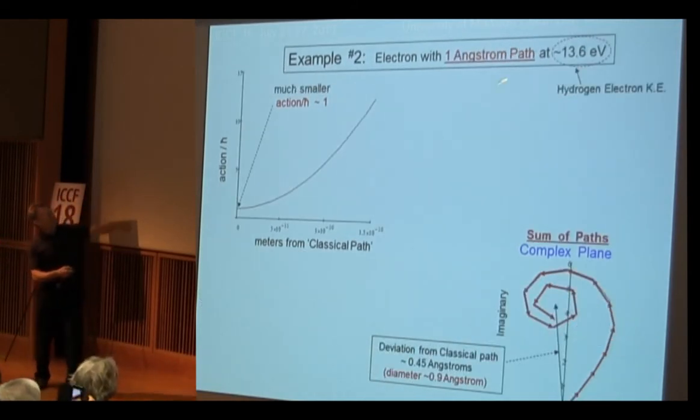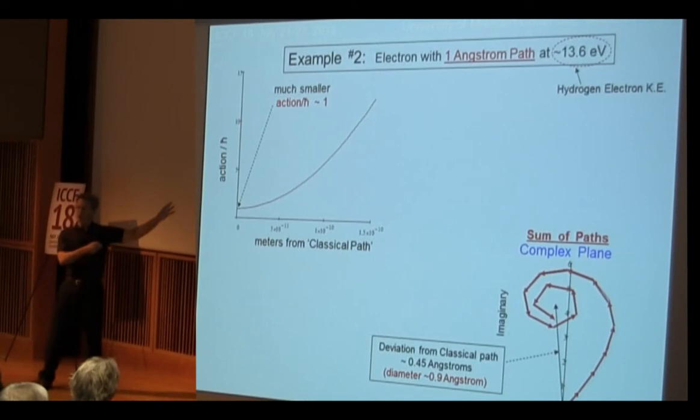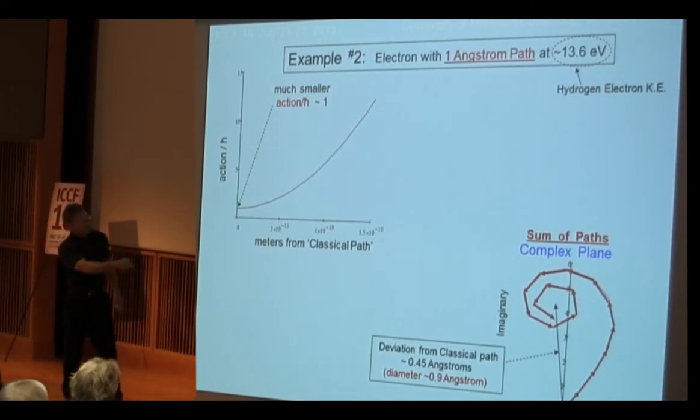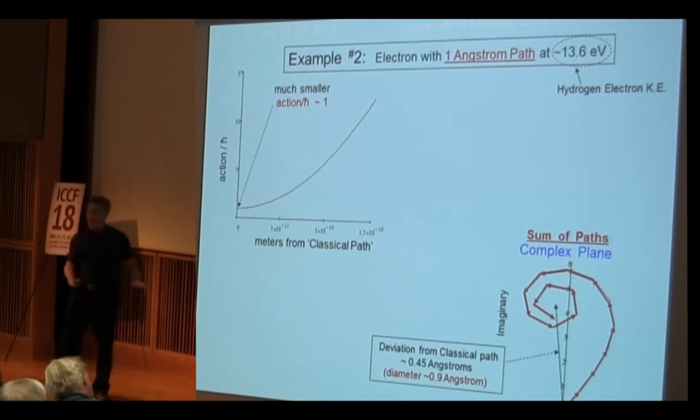So let's do the same thing with a 1 angstrom path, same velocity. You're going to have the same parabolic shape. I didn't put all the dots in here. But you get the sum of paths. It gives you 0.45 angstroms. That would give you a diameter of 0.9 angstroms.